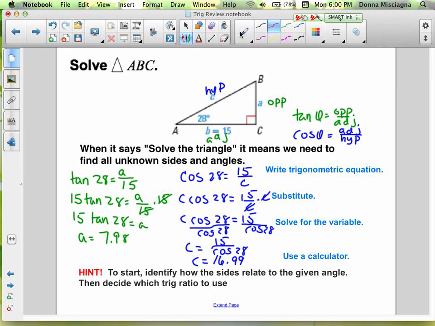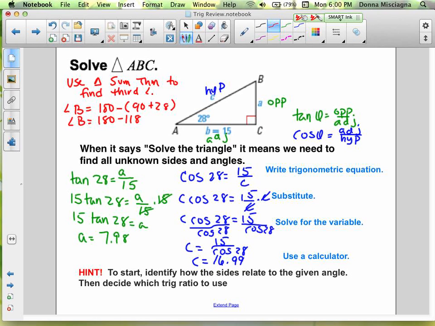It's the third angle. So use triangle sum theorem to find the third angle. So angle B, the one we're missing, is equal to 180 minus the other two angles, 90 plus 28. So that is 180 minus 118. That means angle B is 62 degrees. And that's all there is to it.